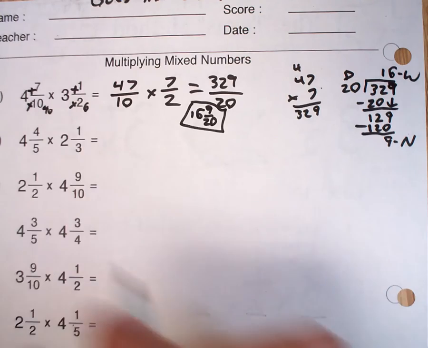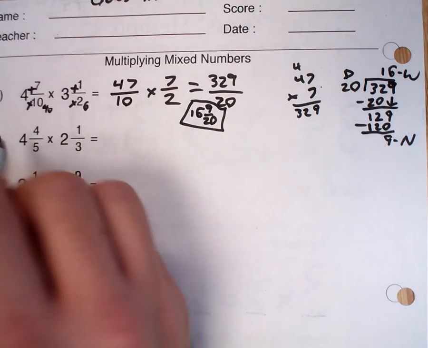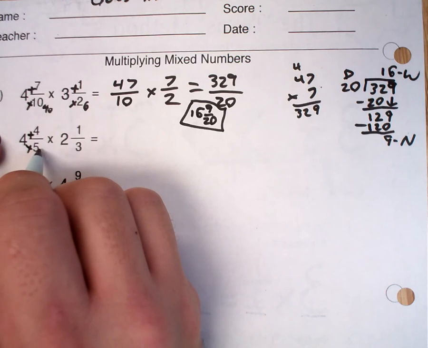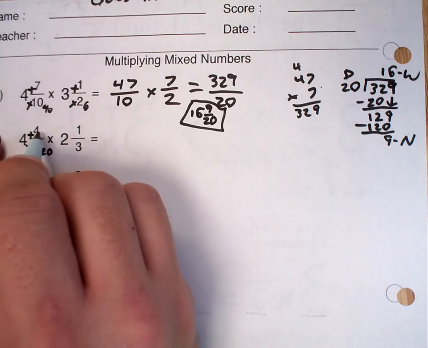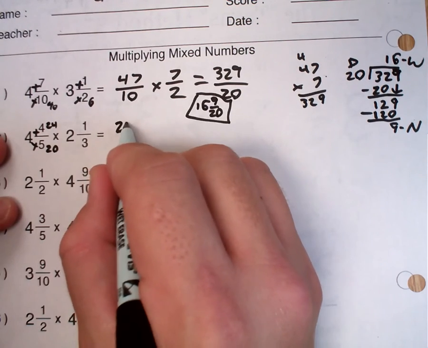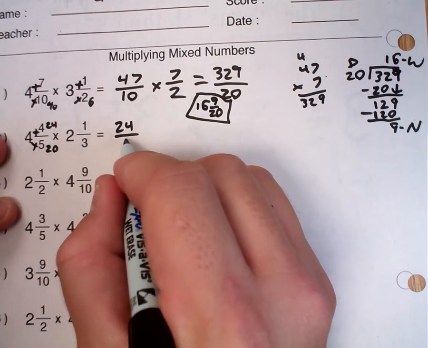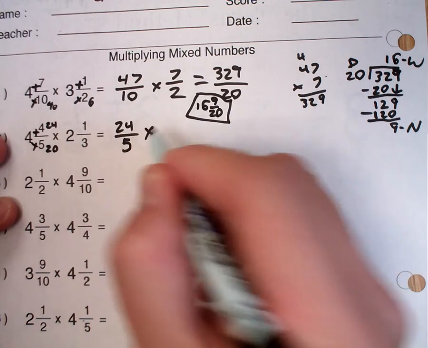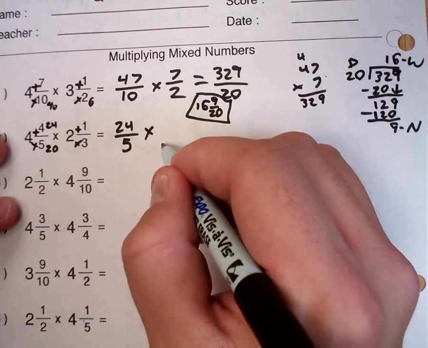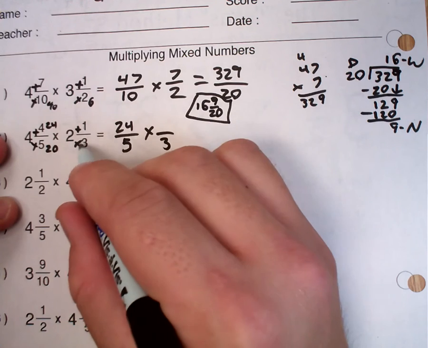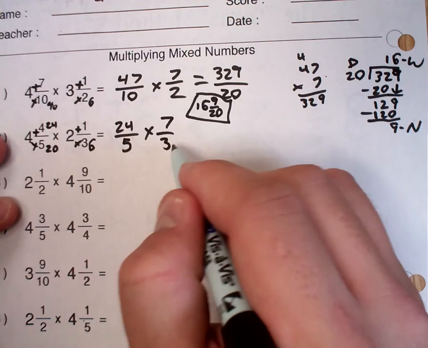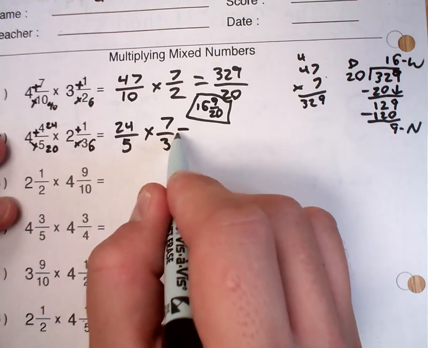Let's go ahead and try number 2 real quick. Number 2, Texas. 4 times 5, 20. Plus 4, 24. So I'm going to write that with my 24 in the top. I'm going to leave my original denominator of 5 in the bottom and multiply that by the Texas. 2 times 3, 6. And then plus 1, 7. 7 and the original denominator of 3. So that's it right there.